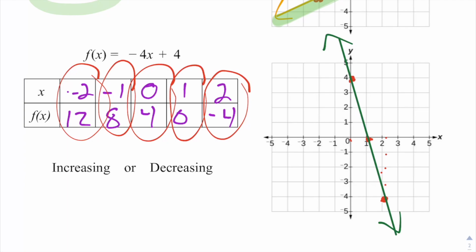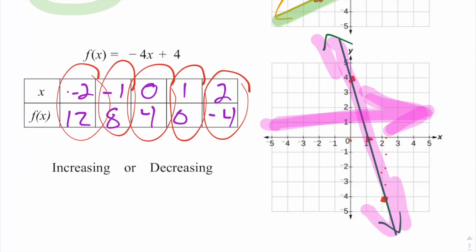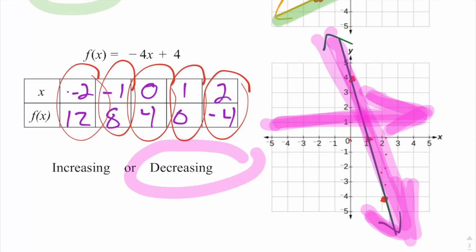This one's a little harder to see because the slope is a little steeper, right? Again, we want to look at it moving left to right, just like we read. And as we move left to right, this line is definitely going down on the Cartesian plane. So left to right, we're going down. So that means we have a decreasing linear function. Good luck on your practice sets.